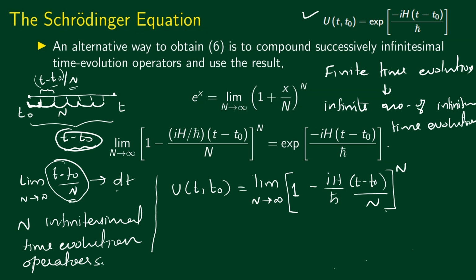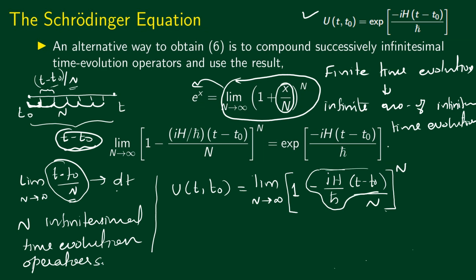Now we can use this result: limit n tends to infinity, (1 + x/n) whole raised to n is equal to e raised to x. We shall prove that shortly, but right now let's directly use this result. So directly using this result, in the place of x divided by n, here we have minus iH divided by ħ times (t − t0) divided by n. So this is what we have in the place of x, right?